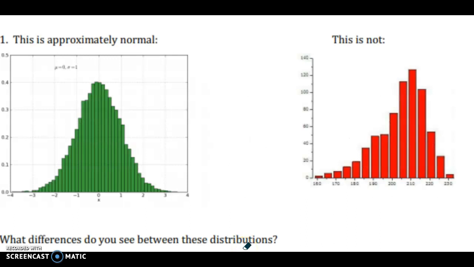Okay, so here's the first comparison of distributions. Look at the one on the left and the one on the right. What differences do you see in the distributions? And also, what do you see that is similar? Notice the one on the left is approximately normal. We call it a normal distribution, but the one on the right is not. So I want you to discuss with your neighbor why. Why is the one on the right not a normal distribution?